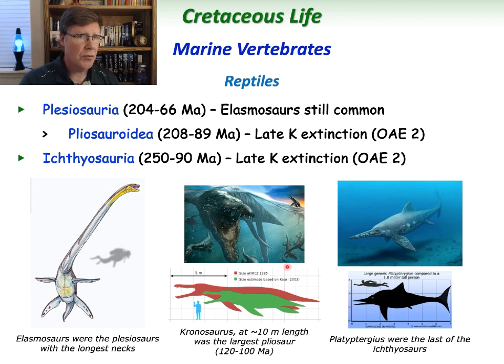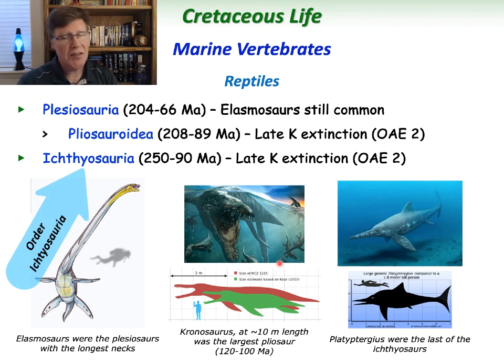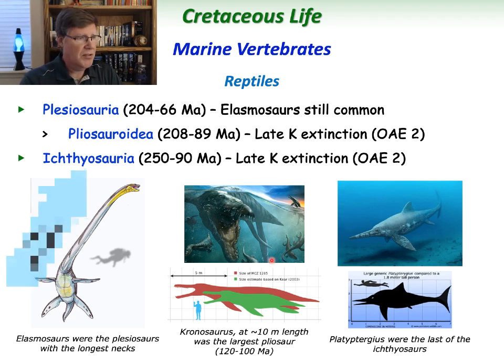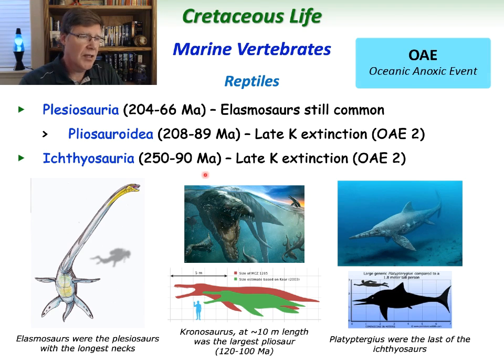And finally, the ichthyosaurs. They've been around since the very beginning of the Mesozoic. You'd see a whole bunch of different forms. They all go extinct just before the end of the Cretaceous at about 90 million.